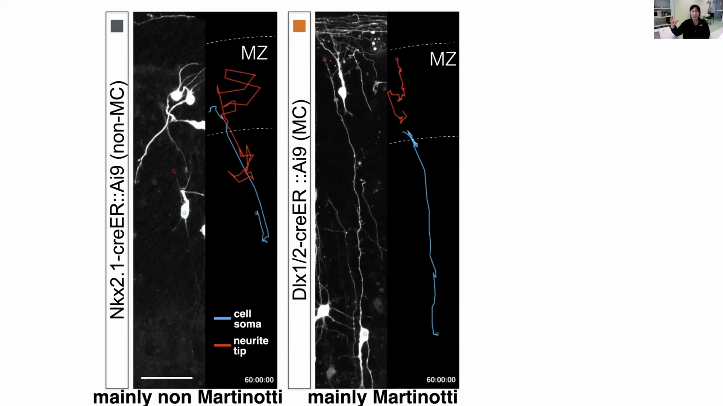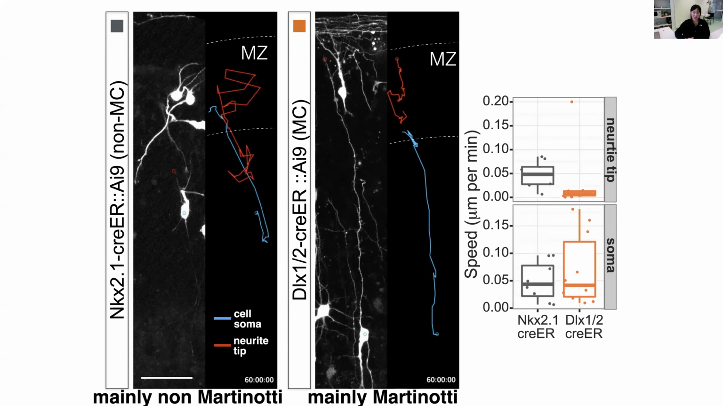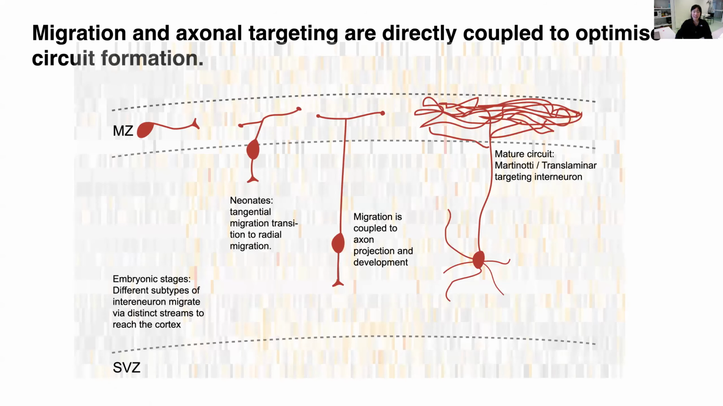So it's growing an axon as it's moving down. And we can do this quantification by looking at the speed of the cell soma entering the cortical plate, migrating in the cortical plate, as well as how fast the neurite tip is moving. And as you can see here, the neurite tip in the Martinotti cell line is more or less not moving at all. So collectively, what this data tells us is that migration and axonal targeting are directly coupled to optimize circuit formation.